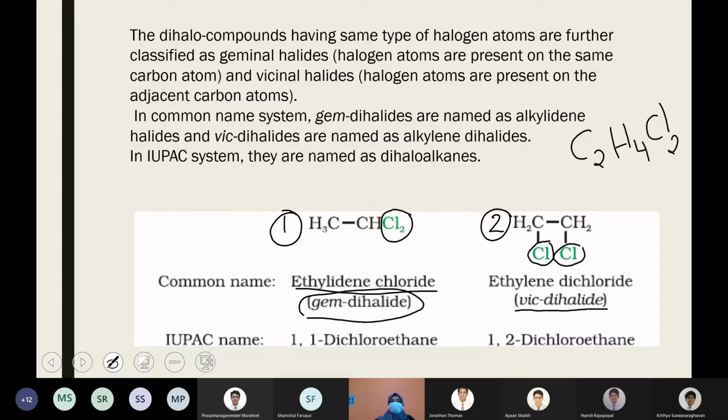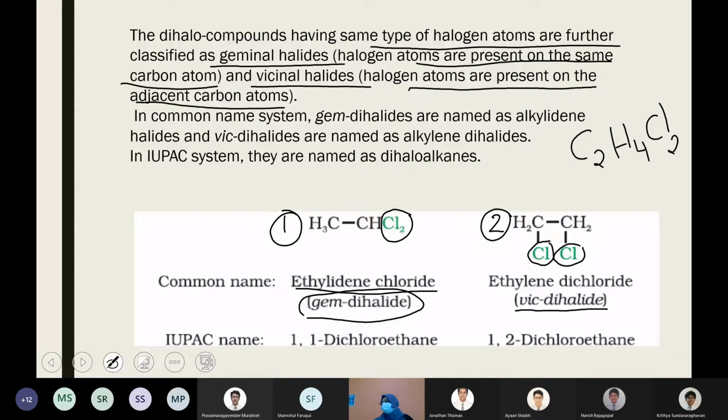So you can see dihalo compounds having the same type of halogen atom are classified as geminal halides and vicinal halides. Geminal means halogen atoms are present on the same carbon atom. Both the halogens attach to the same carbon. But vicinal means halogen atoms are present on adjacent carbon atoms.